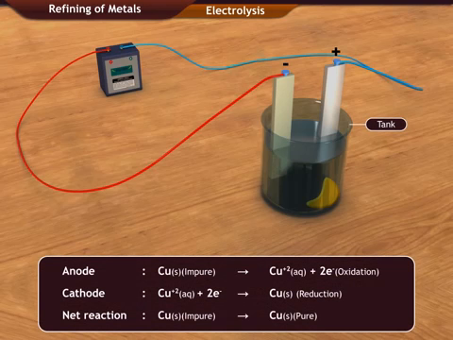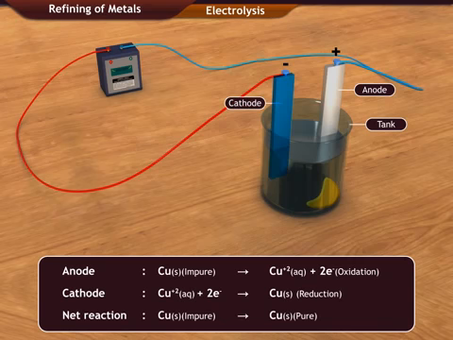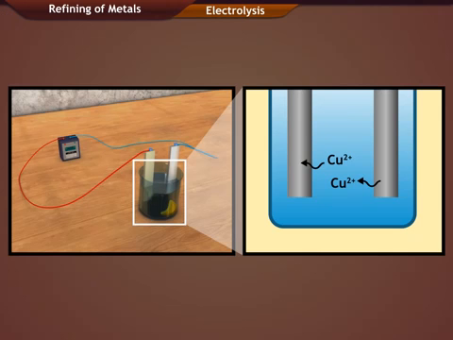For refining of an impure metal by electrolysis, a thick block of impure metal is made the anode and a thin strip of pure metal is made the cathode. A water-soluble salt is taken as electrolyte. On passing current through the electrolyte, the impure metal from anode dissolves into the electrolyte. An equivalent amount of pure metal from the electrolyte is deposited on the cathode.